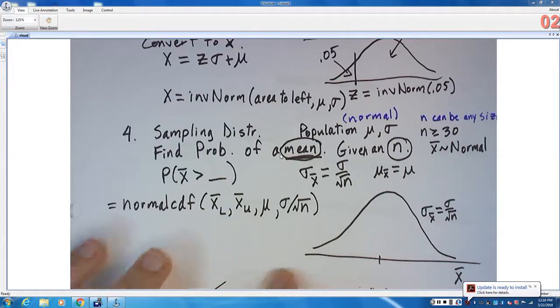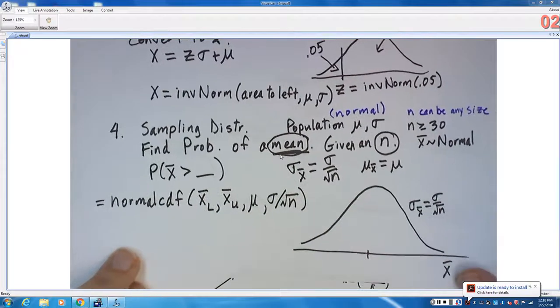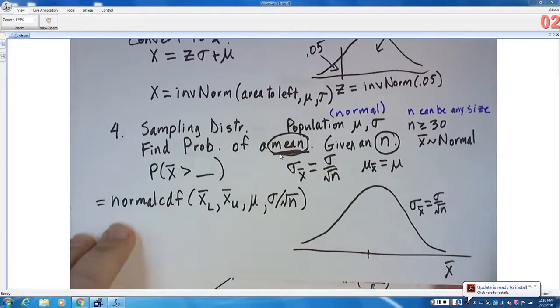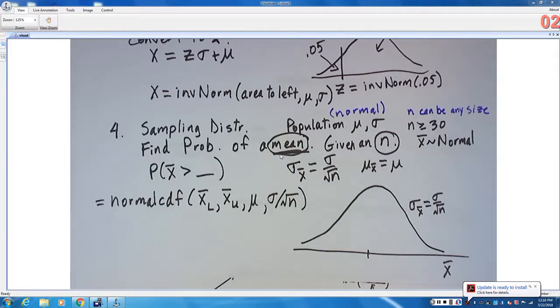And so this is posted in D2L, but it doesn't have what I wrote in purple. So that's basically Chapter 6. I mean, it's important for the multiple choice to look through the notes and definitions and understand those.